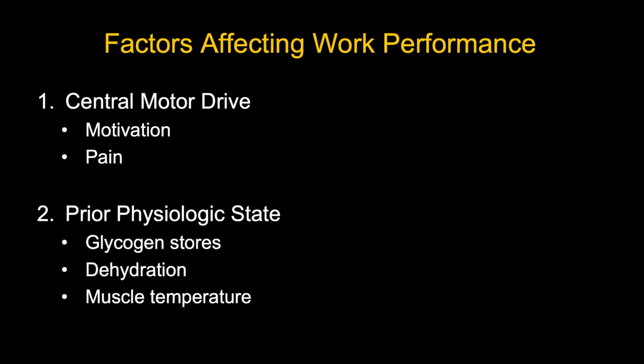The central motor drive is responsible for not only motivation, but also pain. In terms of motivation, that's controlled by the limbic system. This is located in the frontal and temporal lobes, which includes the cerebral cortex, the thalamus, and the hypothalamus, and plays a role in emotional behavior and learning. In a series of structures surrounding the brainstem, there are two major neural connections: the hypothalamus, which has an indirect effect and exerts its effects through the sympathetic nervous system, and the motor cortex, which has a direct effect on motor activation.